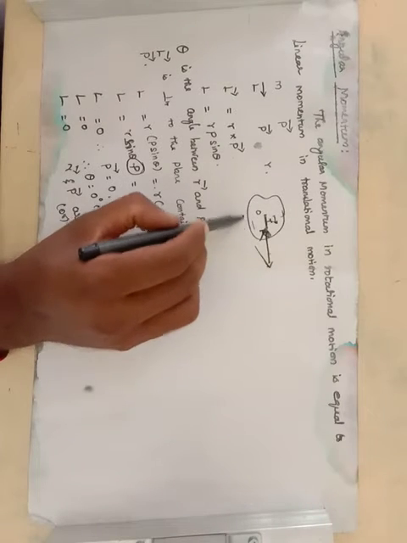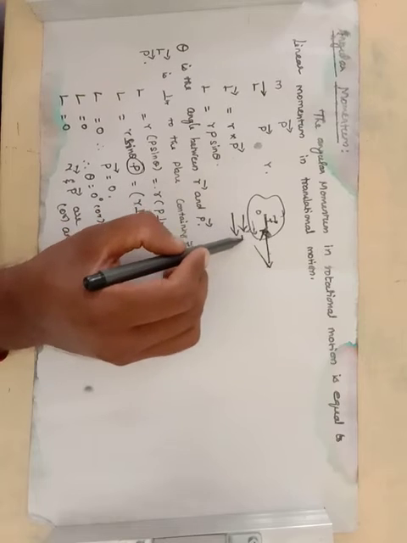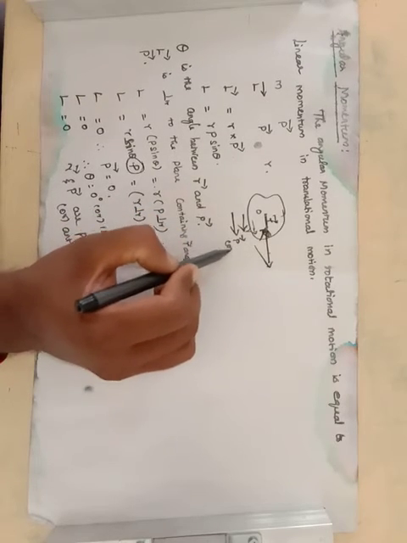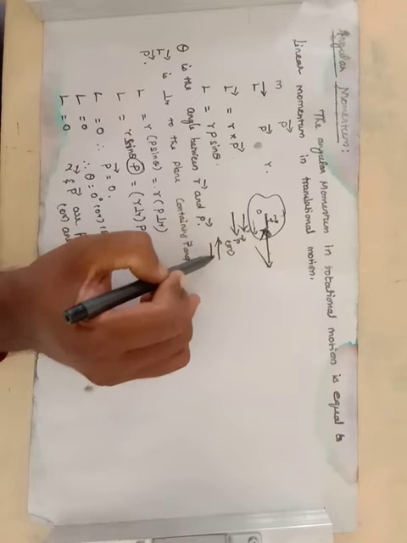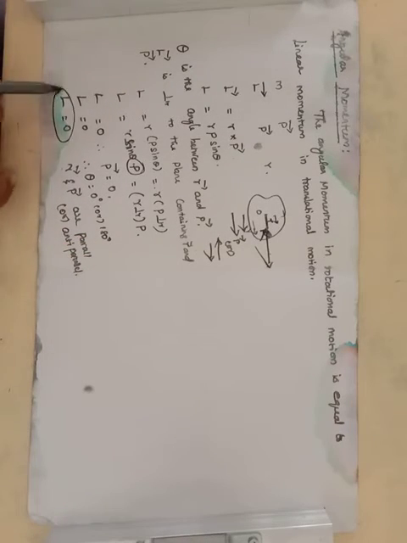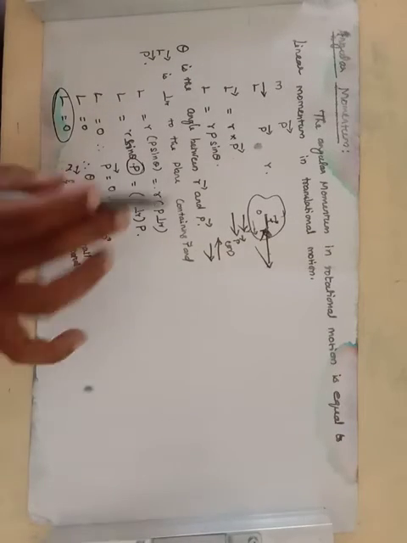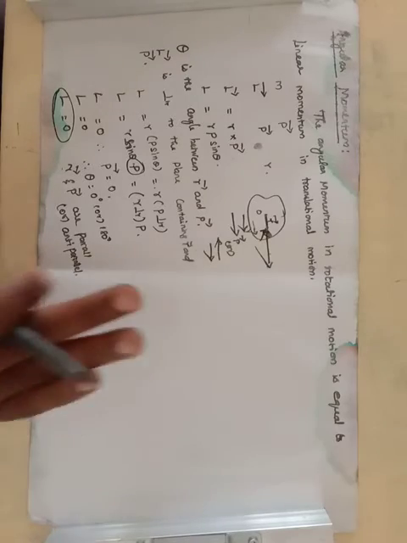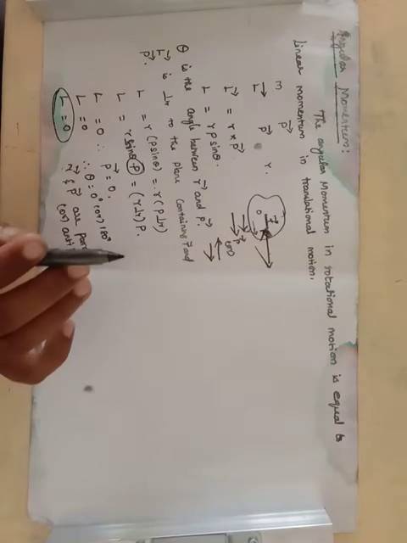Okay, so when the r vector and p vector are both parallel or anti-parallel, the angular momentum is 0. From this concept we can easily explain this. The statement that angular momentum is a quantity associated only with rotational motion is wrong.